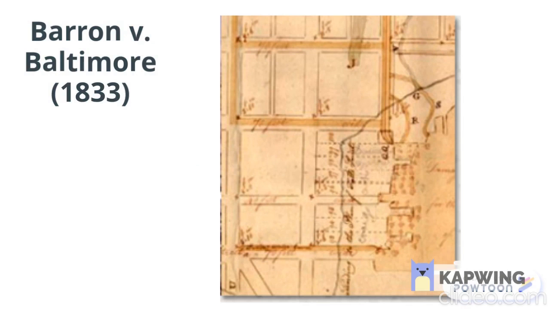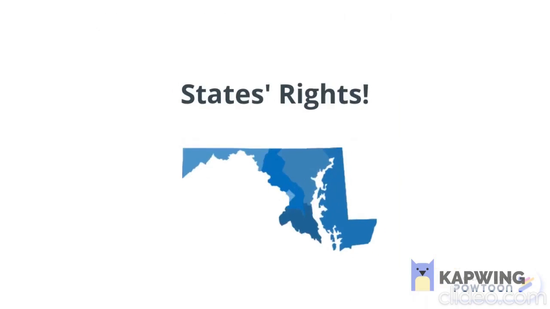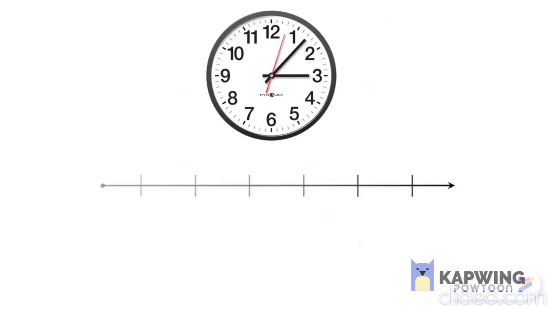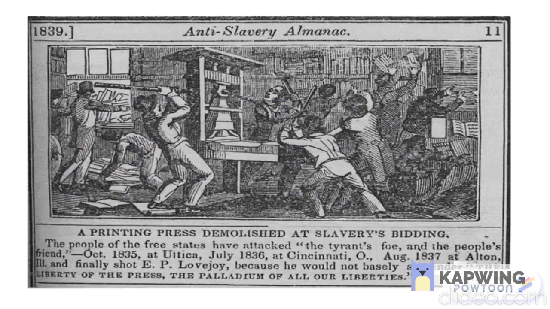At first, people viewed Barron v. Baltimore as a victory for states' rights. But over time, people realized that since the Bill of Rights only restricted the national government's power, states could pass laws that violated the protections listed in the Bill of Rights. For example, Southern states passed laws suppressing anti-slavery speech and press, a clear violation of the First Amendment.